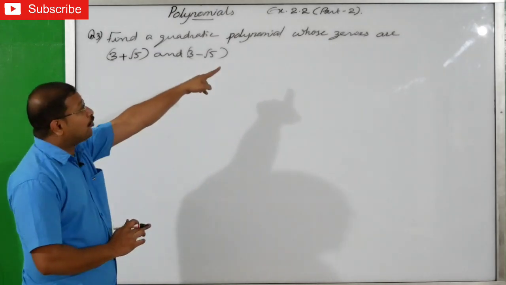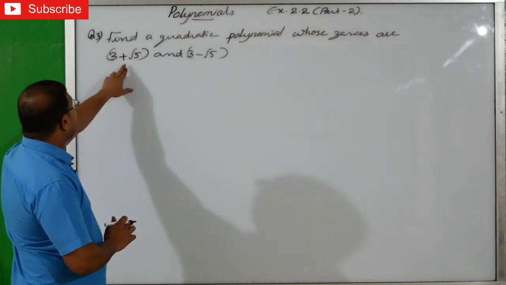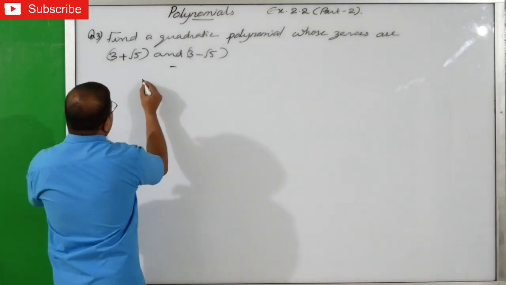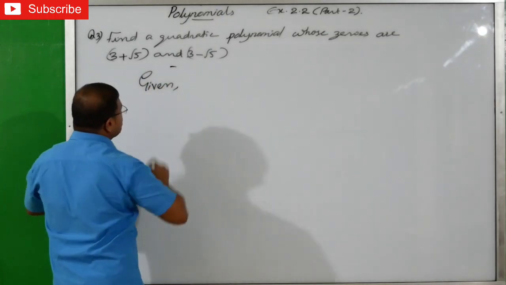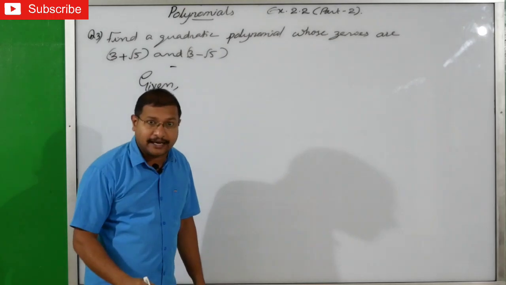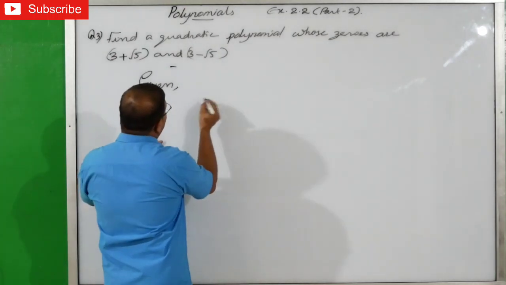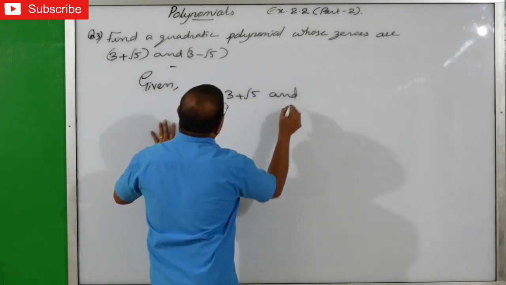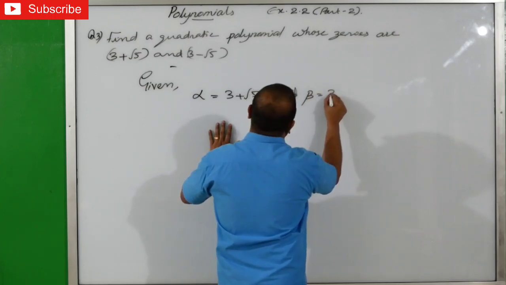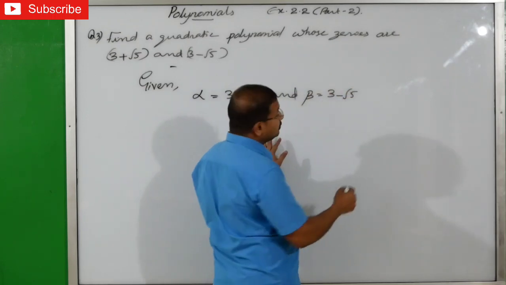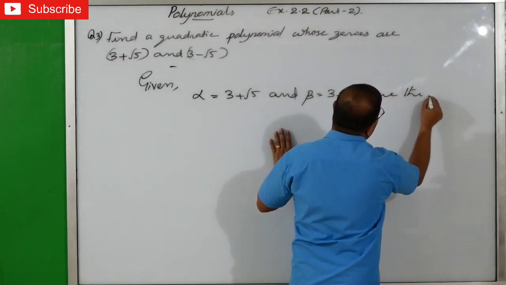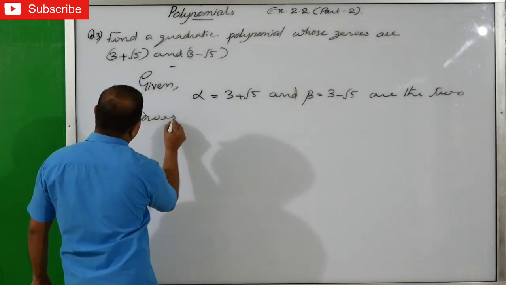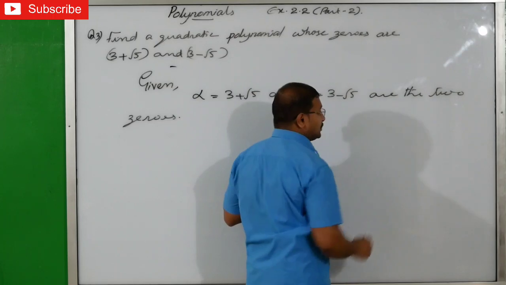Find a quadratic polynomial whose zeros are 3 plus root 5 and 3 minus root 5. That means given two zeros. Given two zeros. That means zeros we can take alpha and beta are the zeros, isn't it? So what you will write? Given alpha equals 3 plus root 5 and beta equals 3 minus root 5 are the two zeros. Ready? This is already given in the question.